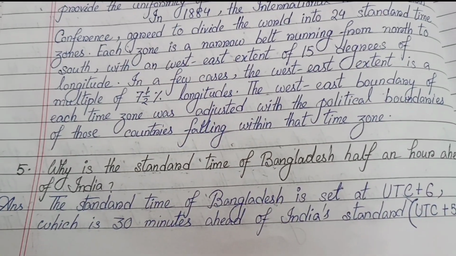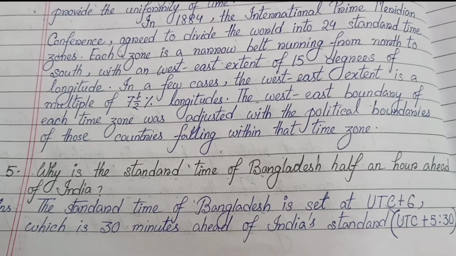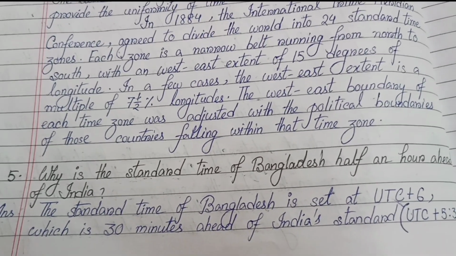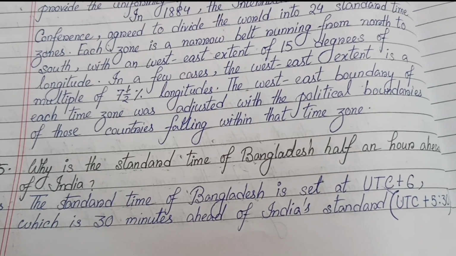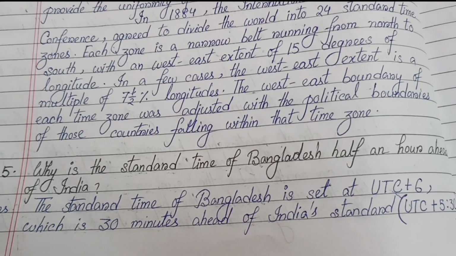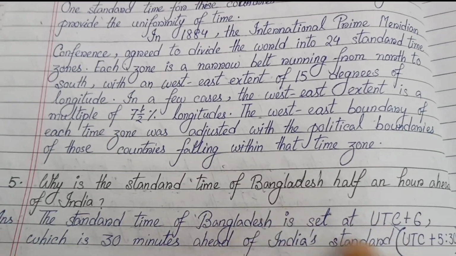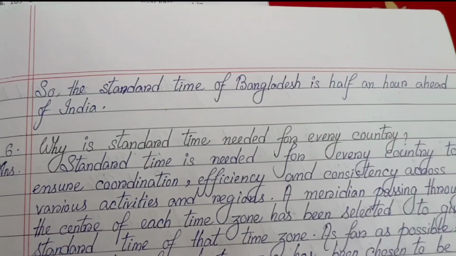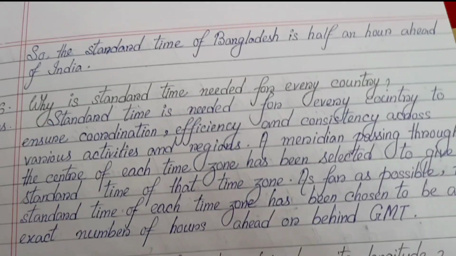Number 5. Why is the standard time of Bangladesh half an hour ahead of India? The standard time of Bangladesh is set at UTC plus 6, which is 30 minutes ahead of India's standard UTC plus 5:30. So, the standard time of Bangladesh is half an hour ahead of India.